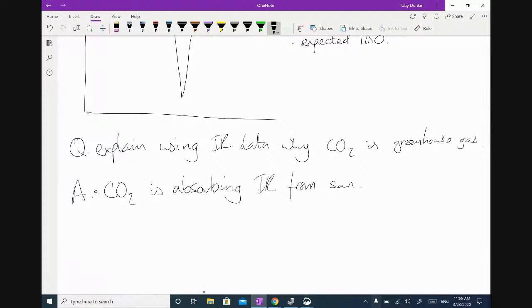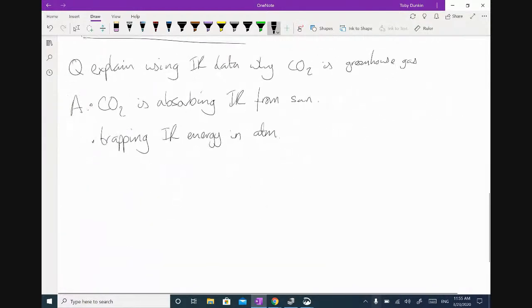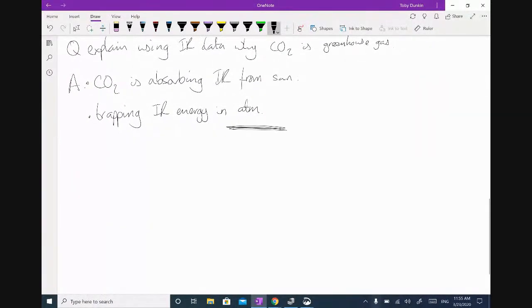And the second bullet point is trapping IR energy in atmosphere, in ATM. So not overly complicated, only two marks. But this is usually then followed up with another question, which is water.